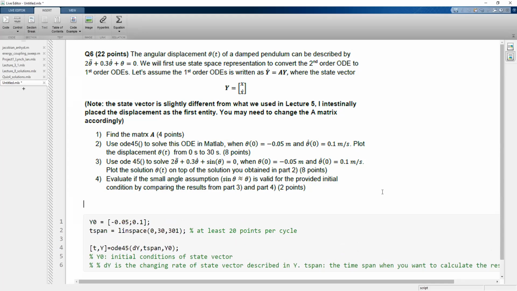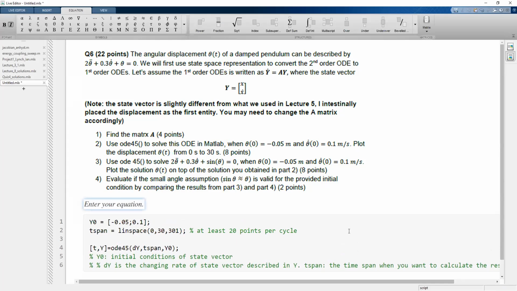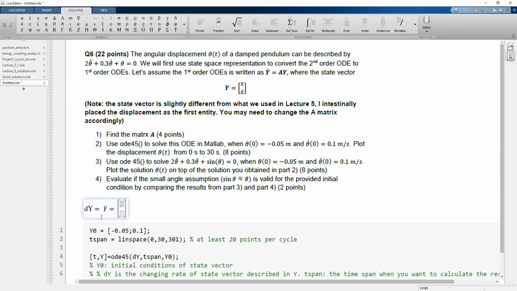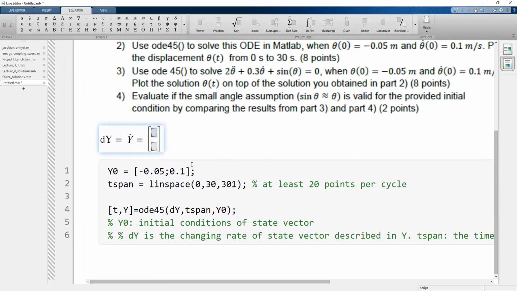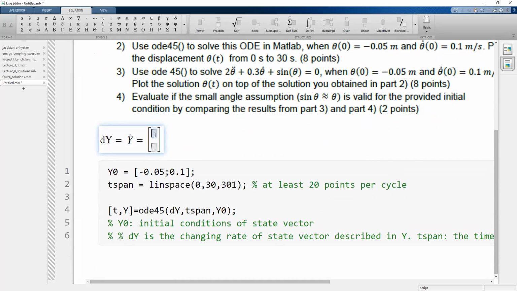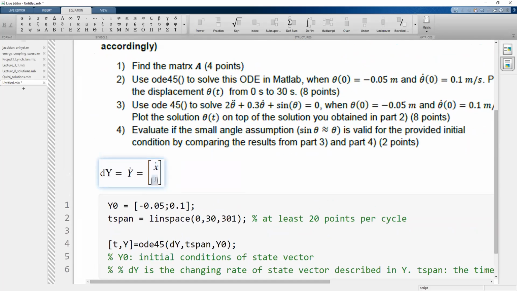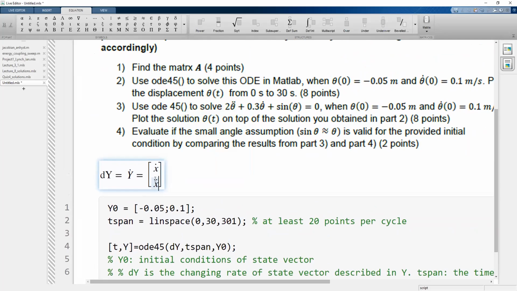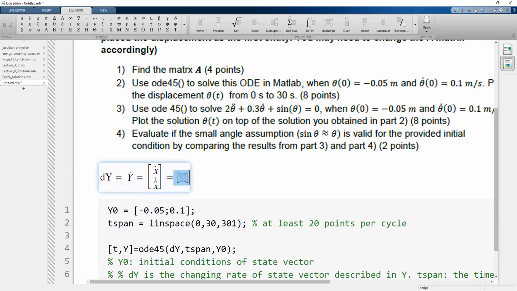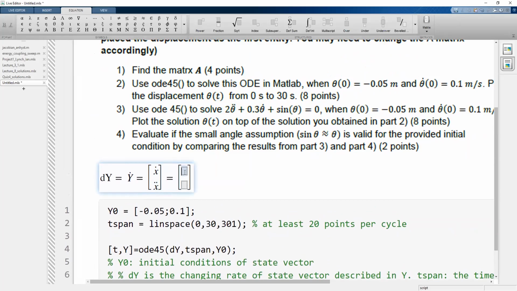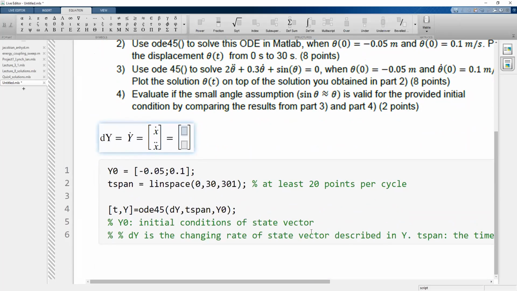All right, let me type it out. Insert equations. So your dy is y dot, okay? And then y dot is going to be a column vector. Zoom up. So remember, the first one is displacement. So that's what displacement becomes velocity. Your velocity becomes acceleration, right? As I mentioned in this comment, you want to use your state vector to describe the changing rate. So that's why in the right-hand side of your equation, you can only have x or x dot. So what is x dot?